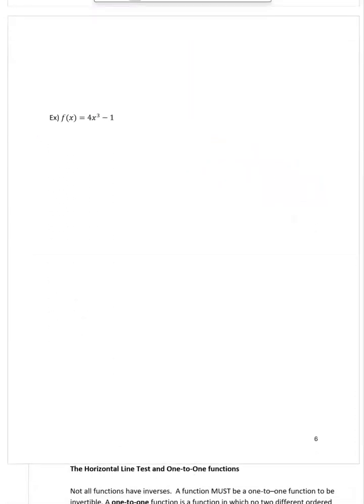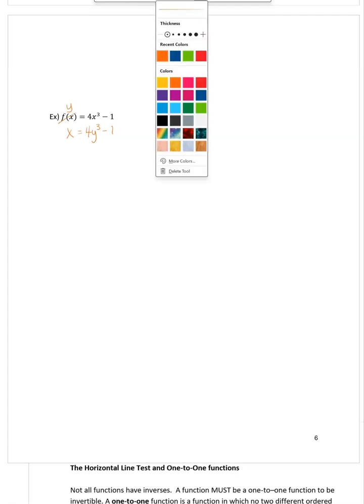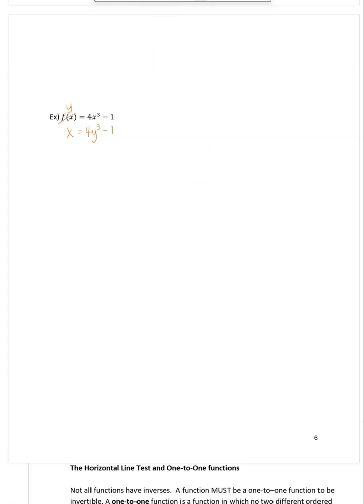This one's going to be super simple after doing that last one. Remember, make this be a y, then we switch. X equals 4 times y cubed minus 1. Oh, now I lose track of my colors. I don't know, we're just going to do something. Now, I think I should have changed colors there, shouldn't I? It's okay. Let's solve for the y. Add 1 to both sides. X plus 1 equals 4 y cubed.